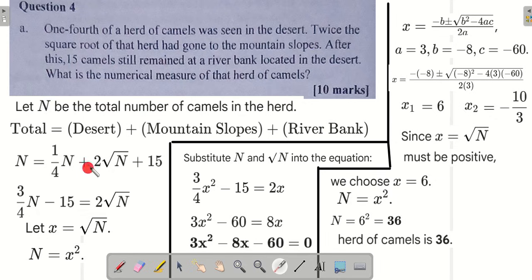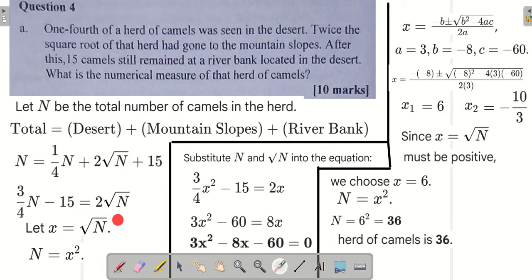Now, we can simplify it. We can take this 1/4 n to the left-hand side to be n minus 1/4 n, and that will give us 3/4 n. Then the 15 will also cross the equal sign to be minus 15. Then we are just left with 2 root n at the right-hand side. When we get to this point, there are two ways of solving it. I can square both sides and solve. But to make it very simple, we can let x be equal to root of n.